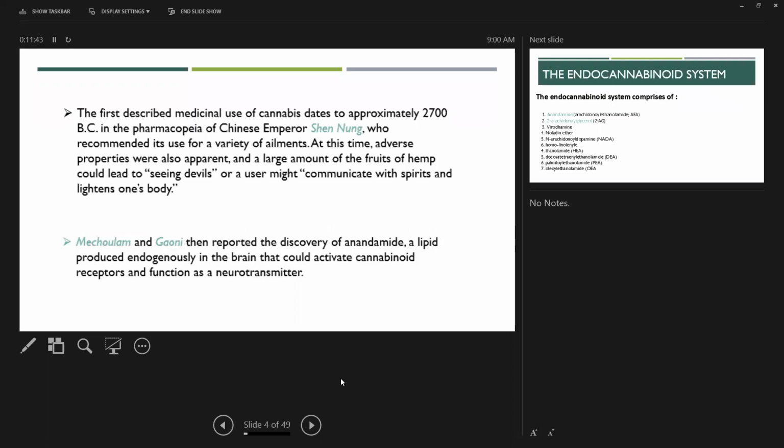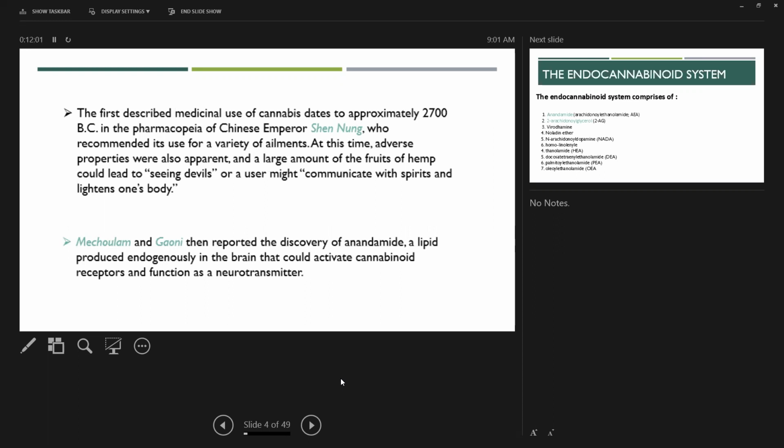The first described medicinal use of cannabis dates to approximately 2700 BC by the Chinese Emperor Shen Nung, who recommended its use for a variety of ailments. At this time, the adverse properties were also apparent, and a large amount of fruits of hemp could lead to seeing devils, or a user might communicate with spirits and lighten one's body.